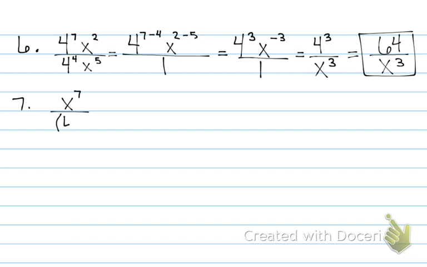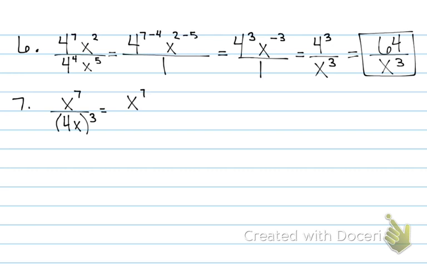X to the 7th power over 4x to the third power. This is probably the one on the quiz that I saw the most mistakes on the same part of it. So we'll give you a few reminders. I want to just see if you can catch the mistake again. So I'm going to give you just a couple seconds to get started on this, and then we'll go over it.